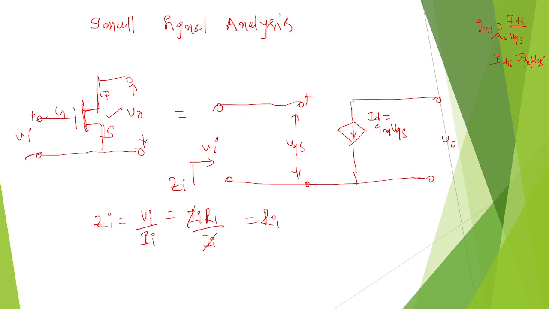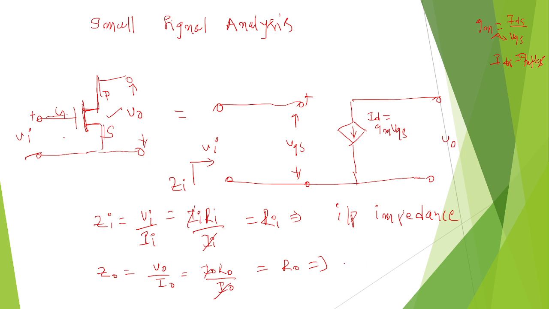This circuit has some internal resistance. That internal resistance equals Ri. This is the internal resistance, and this is the input impedance for the given transistor model. Like that, we need to find the output impedance for the circuit. So Z0 equals output voltage by output current. But the output voltage is I0 into R0, divided by I0. I0 cancels, so that equals R0. So R0 is the output impedance, or else the internal resistance, for the transistor.